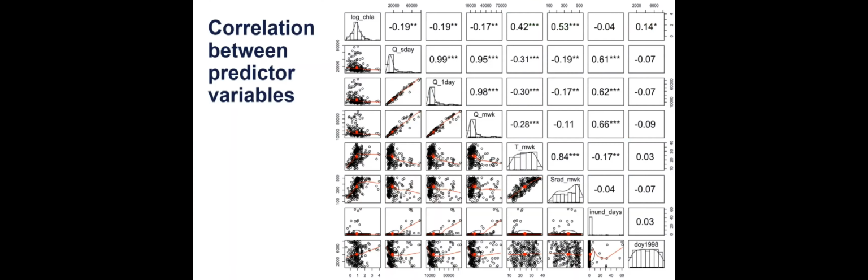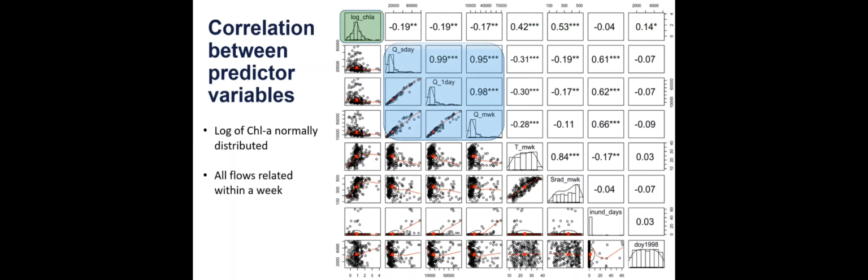In early data exploration, we found that our response variable, chlorophyll A, was not normally distributed. However, by using a log transformation, we could get to a fairly normal distribution. Of the predictors we chose, flow from the day of observation and lag days were all highly correlated as expected. Temperature and solar radiation were also well correlated.